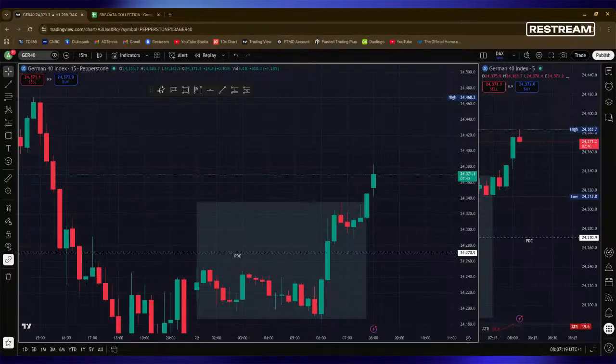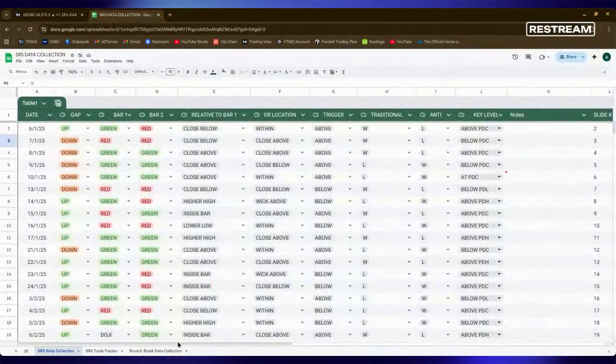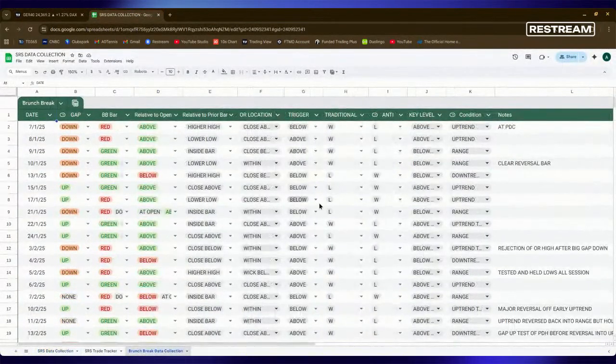I may as well take you through what I'm doing with the brunch break strategy while we've got some time. So this is the seventh 15-minute candle rather than the second, the 9:30 to 9:45 candle. We've still got gap up or down, and the shape or result of the brunch break bar, which we've got in our school run strategy as well.